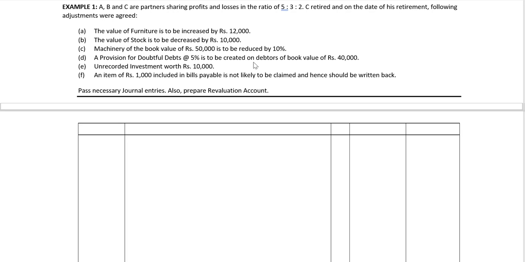Point D. A provision for doubtful debts at 5% is to be created on debtors of the book value of rupees 40,000. Point E. Unrecorded investment worth rupees 10,000. And point F. An item of rupees 1,000 included in bills payable is not likely to be claimed and hence should be written off. Pass the necessary journal entries. Also prepare the revaluation account. So we'll go to the solution. We'll begin with the journal entries.